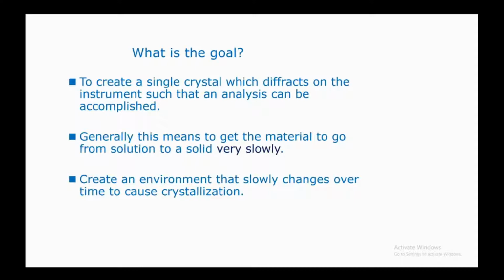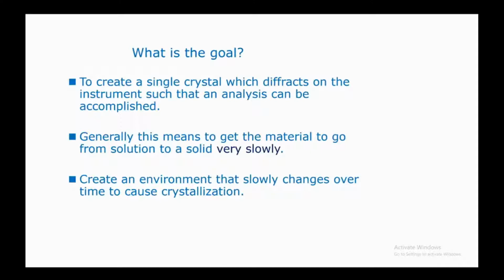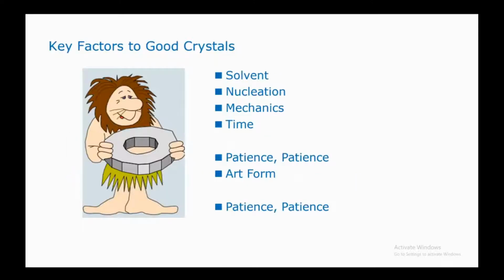What is the goal? To create a single crystal which diffracts on the instrument such that an analysis can be accomplished. Generally, this means getting the material to go from solution to a solid very slowly. Create an environment that slowly changes over time to cause crystallization. Key factors to good crystals: solvent, nucleation, mechanics, time. Patience is the name of growing crystals.